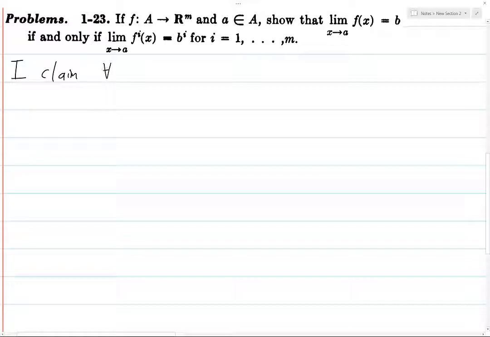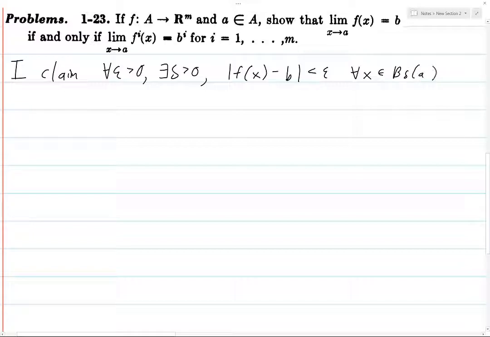So what we want is that for all epsilon greater than 0, there exists a delta greater than 0 such that the norm of f of x minus b is less than epsilon. This inequality holds for every single x in B delta of a. This is the set of all x such that the norm of x minus a is less than delta. This is the ball of radius delta centered at a. It's just the shorthand that I use.